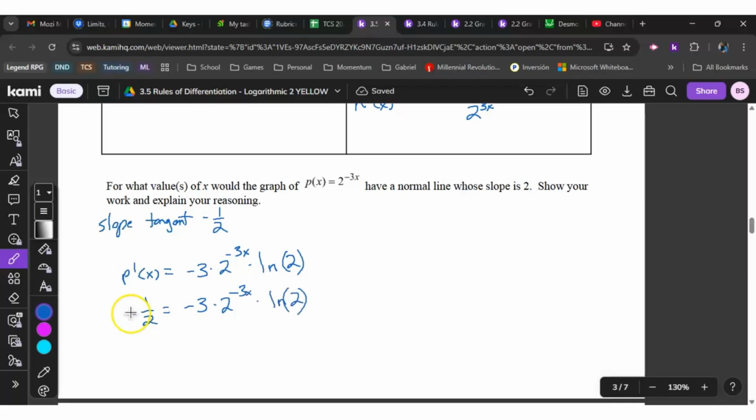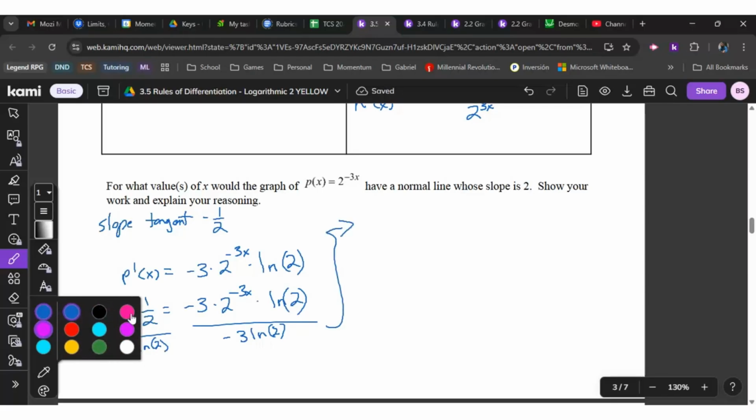And then I just need to start solving for x. Okay? So I'm going to take both sides and divide them by negative 3 ln of 2. Now I'm not going to lie, that's a little bit ugly. Why negative 3? Because I want the negative 3 to go away and I want the ln of 2 to go, because I'm trying to isolate that x.